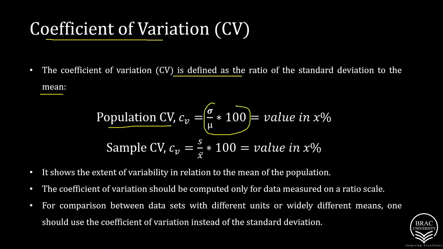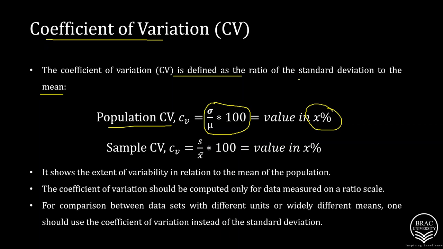dividing sigma by mu. Here you can see this is the population standard deviation and this is the population mean, and the value is multiplied by 100 to get a percentage. And the sample CV, that is the coefficient of variation, is the sample standard deviation divided by the sample mean, multiplied by 100 to get a percentage.